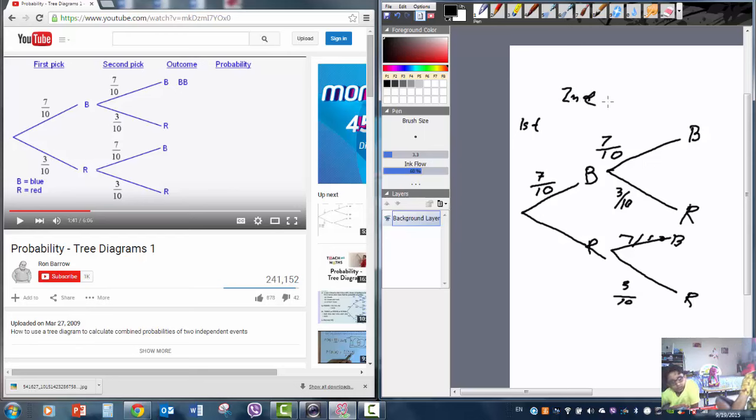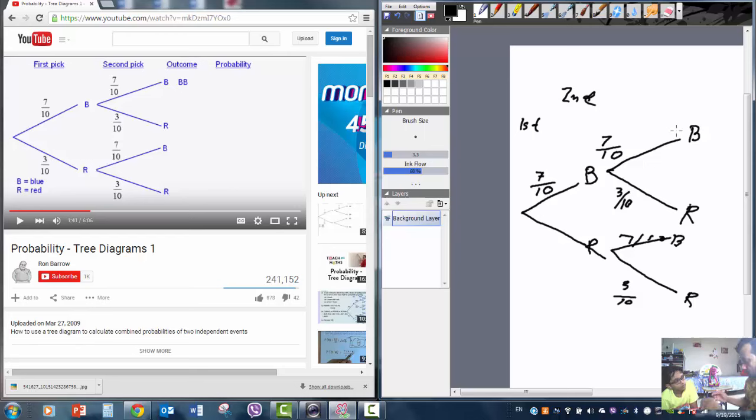Okay? Second pick. Now what that means is after taking a first pick, you put it back and you make the second pick, then you are repeating things, right? The same way. But then the question would be what in total the picks that you have in the first pick and the second pick, what were they together?